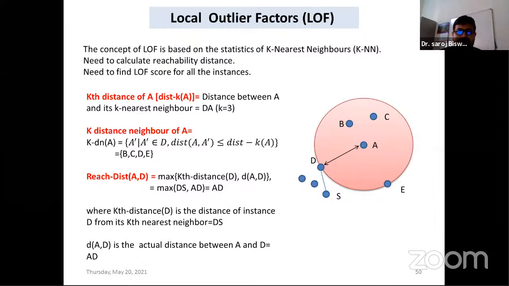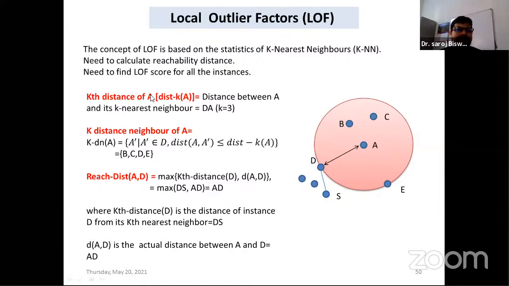If we cannot understand them, then when you solve a problem with an example, we cannot understand it properly. That's why, to understand LOF properly, look carefully at this equation and these definitions, because these definitions are very crucial to understanding how to find the outliers using the LOF score. In this case, we need to find the reachability distance, and then the LOF score for all the instances. The first term required here is called the kth distance of A.